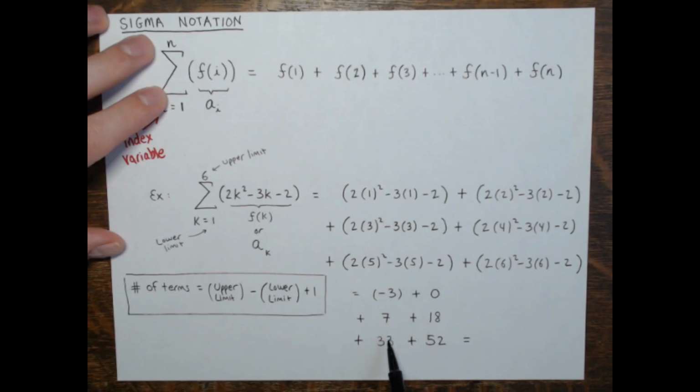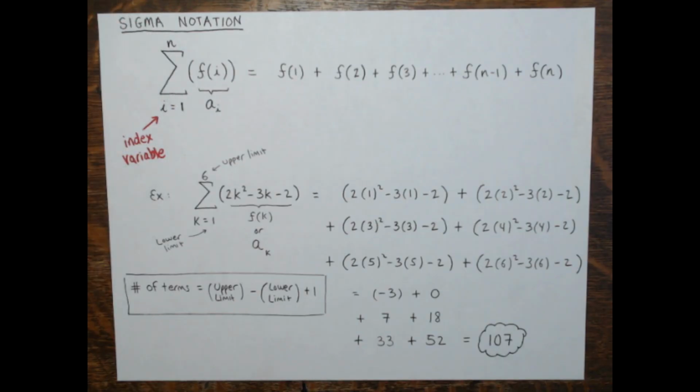70 and 40 is 110. Minus 3 is 107. So this is the answer. That's what they want from us, to evaluate this sum.